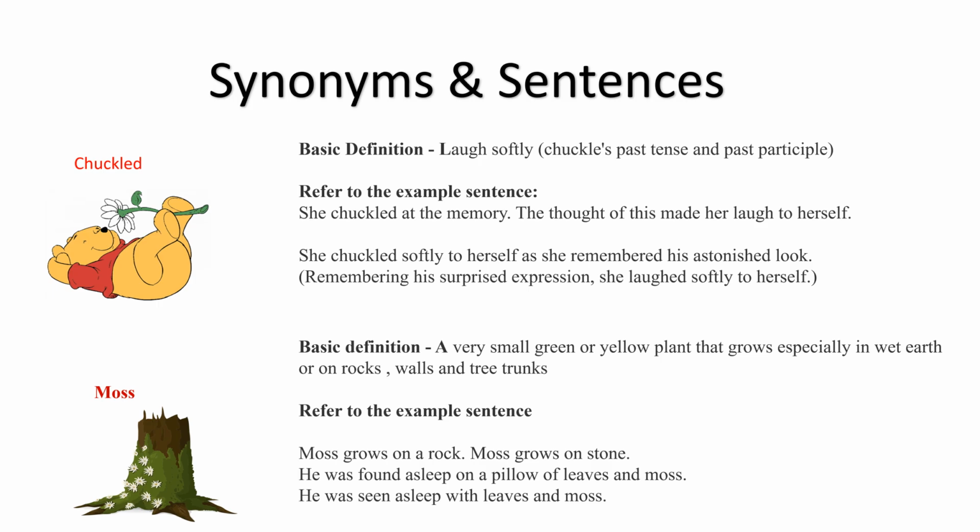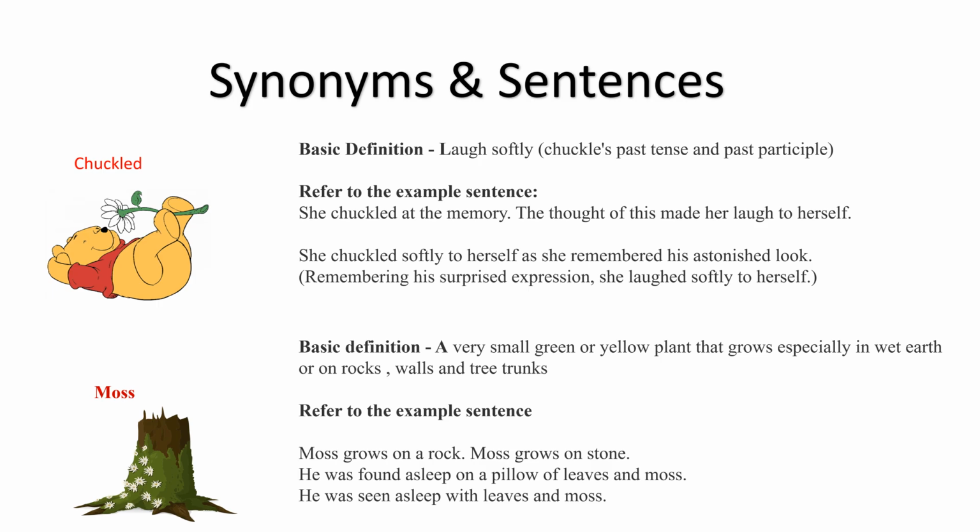The first word is chuckled. Chuckled is an action word, a verb, and the basic definition is laugh softly. The past tense and the past participle of chuckle is chuckled. Refer to the example sentence: She chuckled at the memory. The thought of this made her laugh to herself.